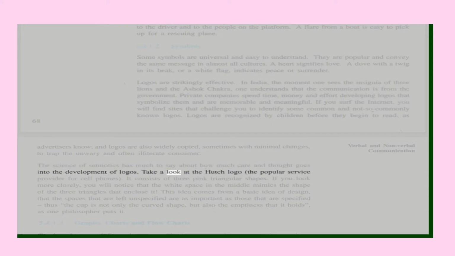Take a look at the Hutch logo, the popular service provider for cell phones. It consists of three pink triangular shapes. If you look more closely, you will notice that the white space in the middle mimics the shape of the three triangles that enclose it. This idea comes from a basic idea of design, that the spaces that are left unspecified are as important as those that are specified. Thus, the cup is not only the curved shape, but also the emptiness that it holds, as one philosopher puts it.